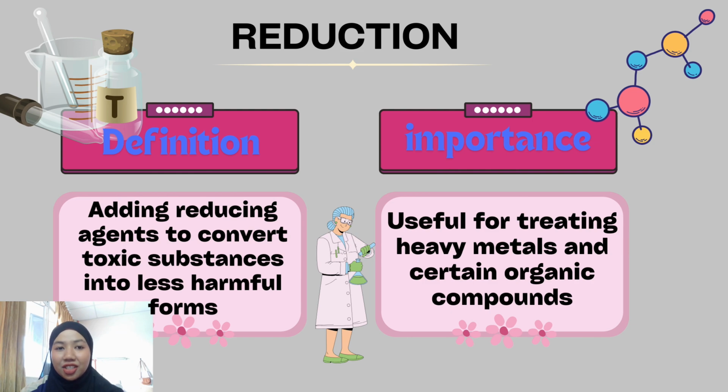Reduction is another crucial chemical treatment method. It involves adding a reducing agent to hazardous waste to convert toxic substances into less harmful or more manageable forms. This method is particularly useful for treating heavy metals such as chromium and mercury and certain organic compounds. Reduction can effectively lower the toxicity and mobility of hazardous waste, facilitating safer disposal.